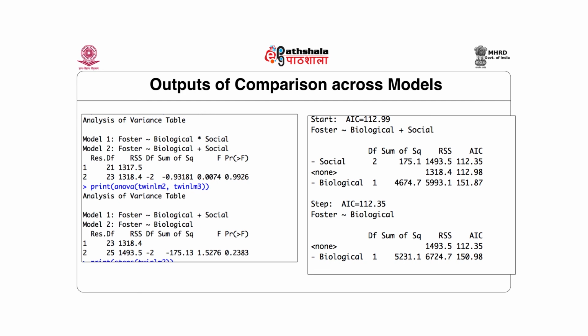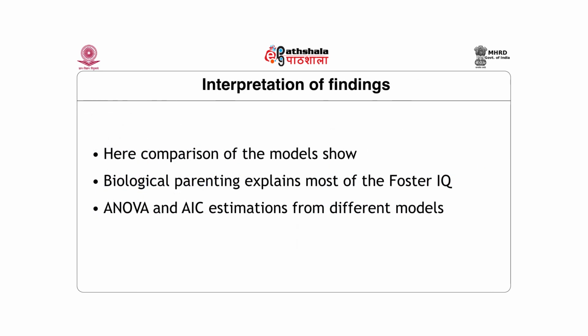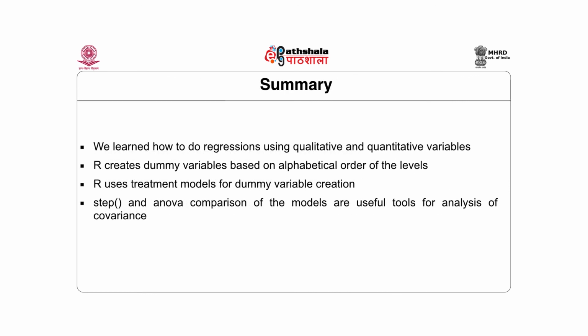So the importance of this is that by using these different kinds of models and modeling strategies, you can make comparisons across the models, something that will not be captured by R-squares alone. So as we have seen, the comparisons of the models show that biological parenting explains much of the foster IQs, and ANOVA and AIC estimations from different models help us to compare the models one with the other. So this kind of helps us to run through the whole run up of the different types of models.